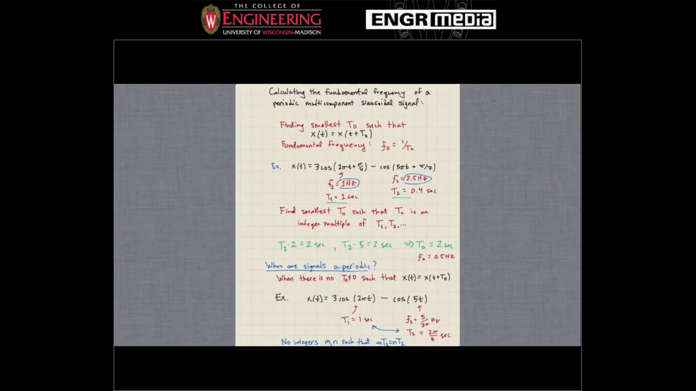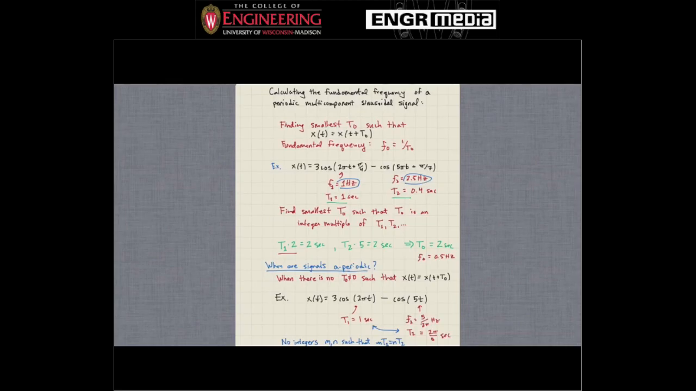So now our task is to find the smallest t naught such that that t naught is an integer multiple of these other periods. That's how we would proceed here. So precisely what do I mean by that? Well, just to see this example, if we take t1 and multiply that by an integer, and that gives us a number, and then we can multiply t2 by another integer, and that gives us the same number, then that number is the period. Okay? So let's do just that. If we take t1, which is 1 second, and multiply it by 2, we get 2 seconds.